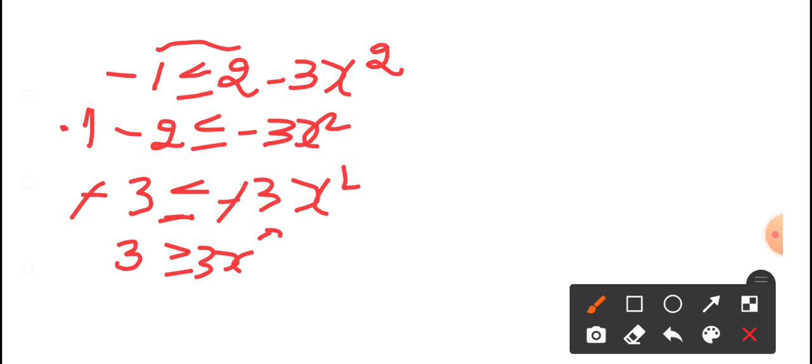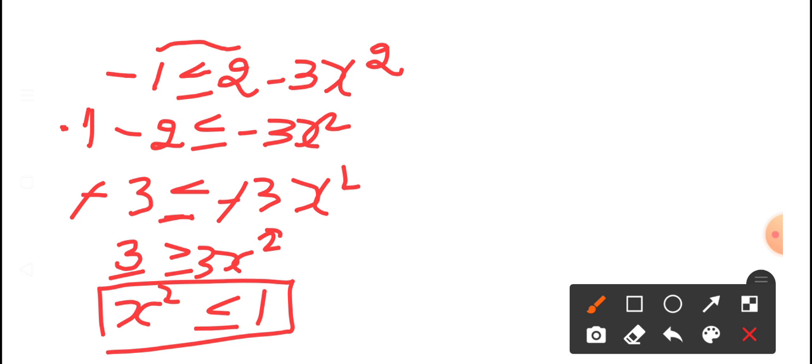Now we divide by 3. We get x square less than or equal to plus 1. Okay, 3x square, the 3 goes to the right hand side, 3 divided by 3. So x square is less than or equal to plus 1.